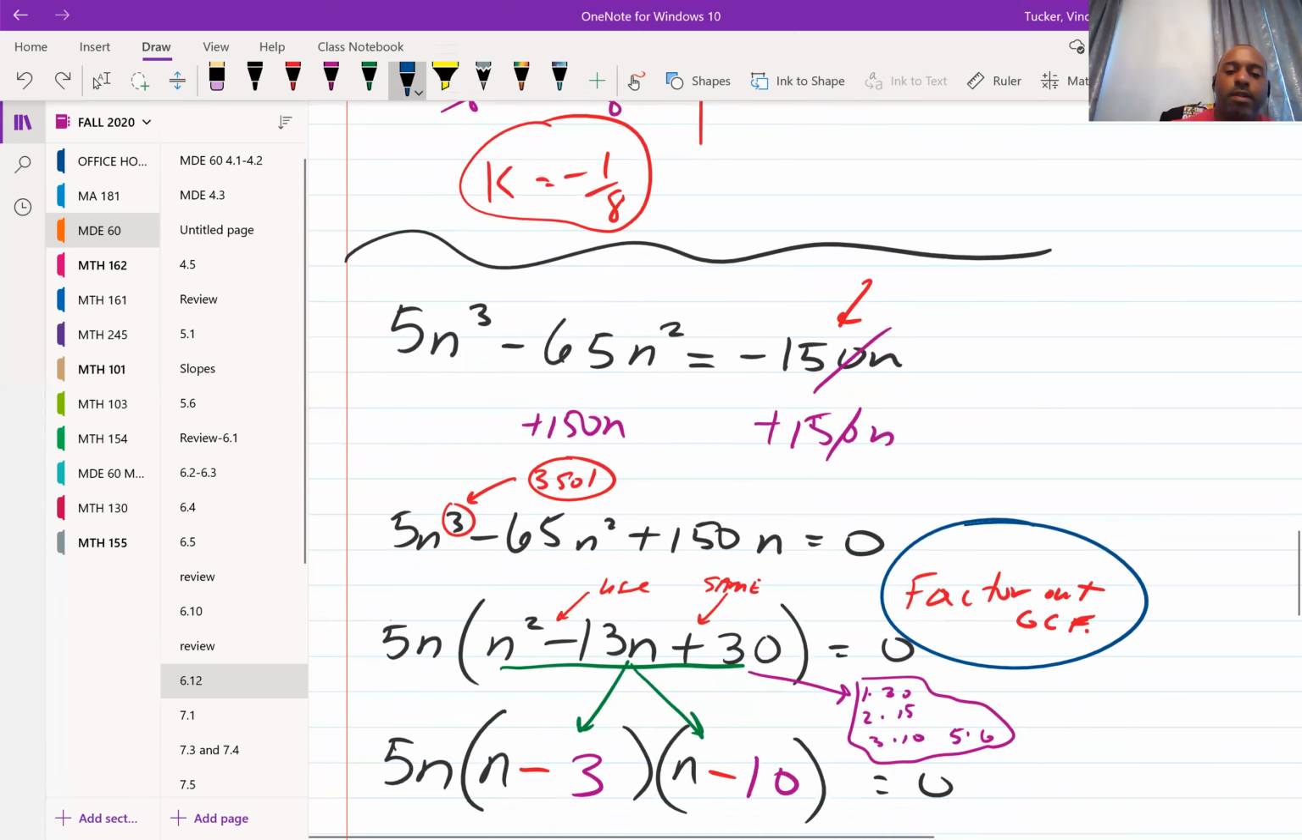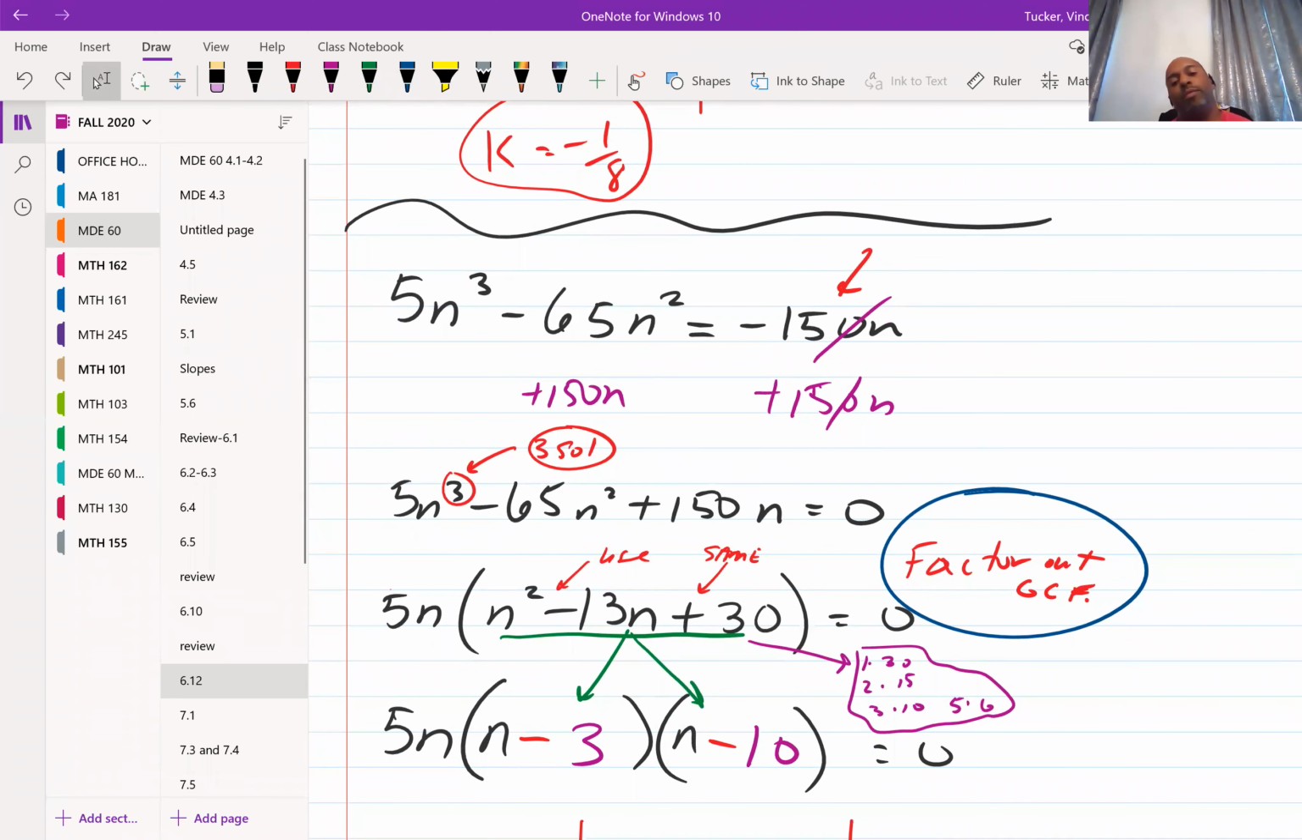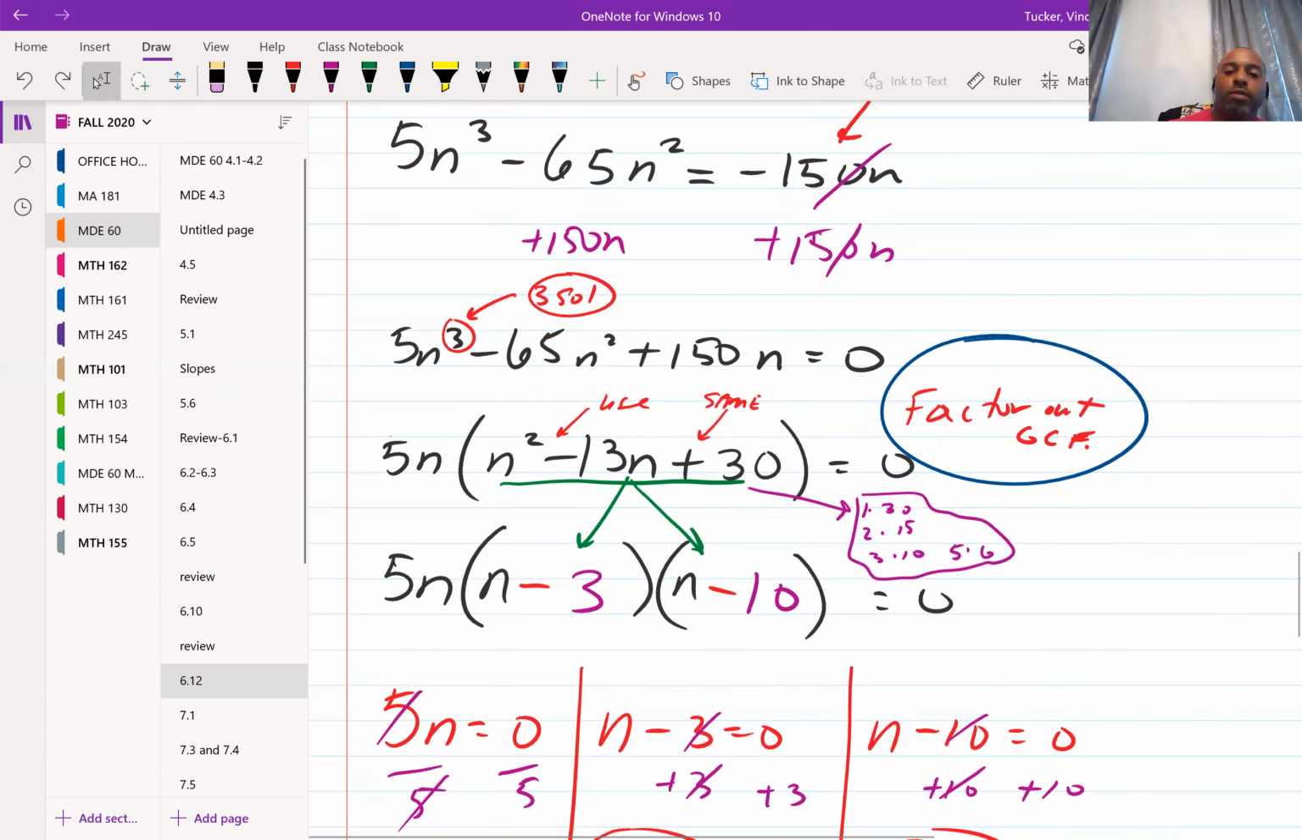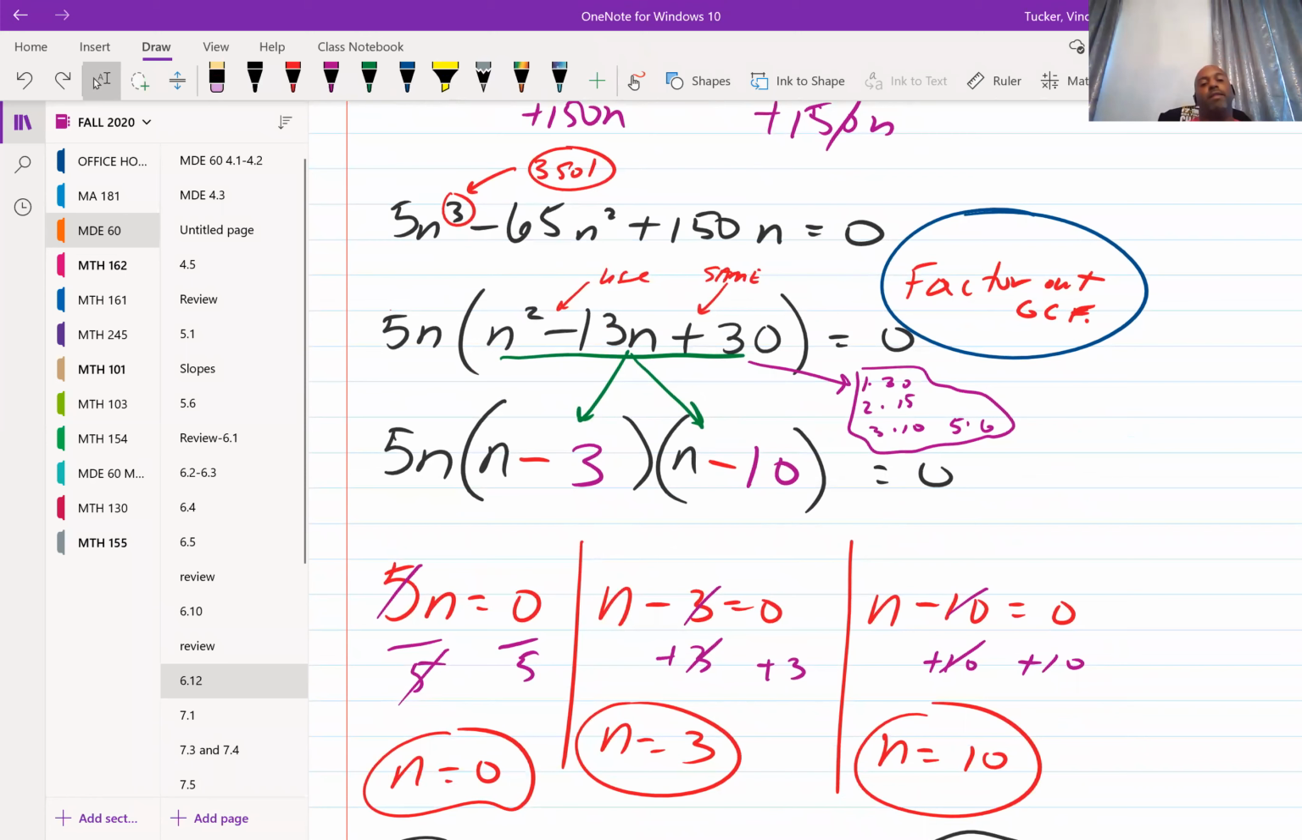Then from there, factor that trinomial to n minus 3, n minus 10. Once you factor completely, set each piece equal to 0 and solve. So 5n equal to 0. Divide by 5, n is equal to 0 for a solution. Next one, add 3 to both sides, n is equal to 3. Then the last one, add 10 to both sides, n is equal to 10.